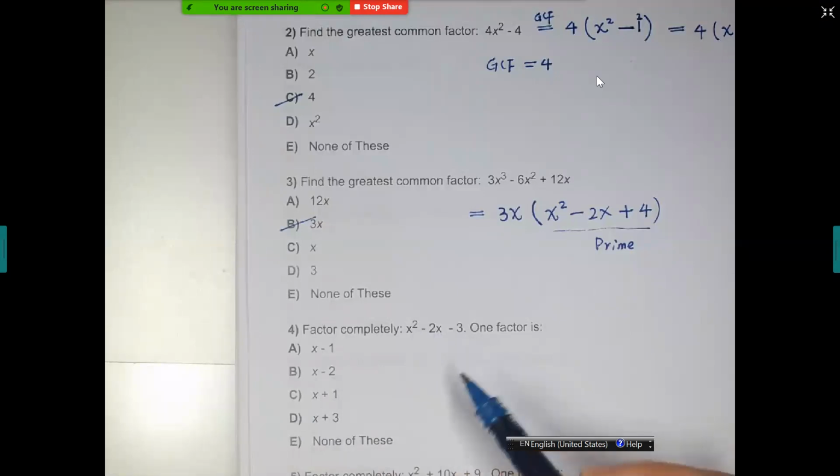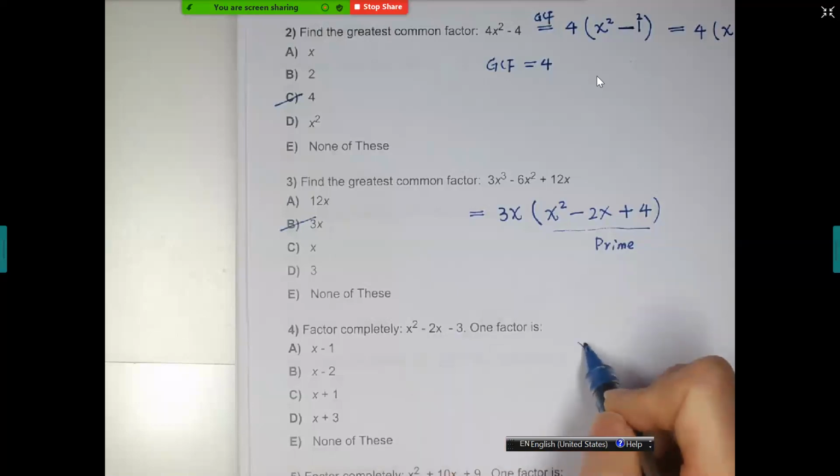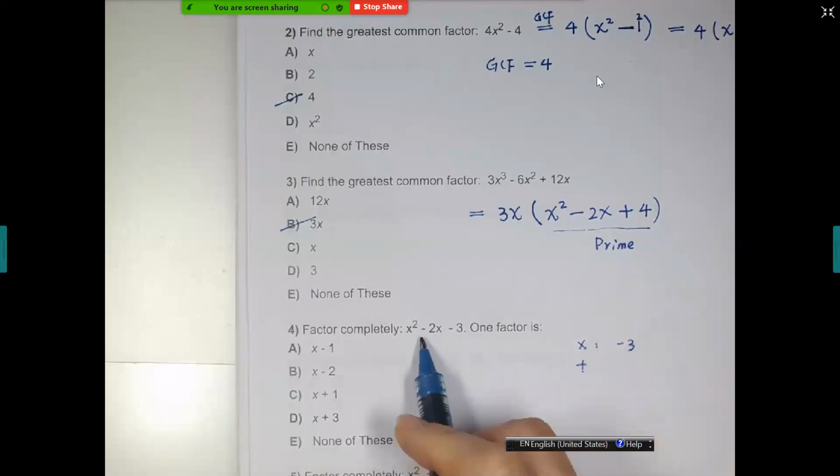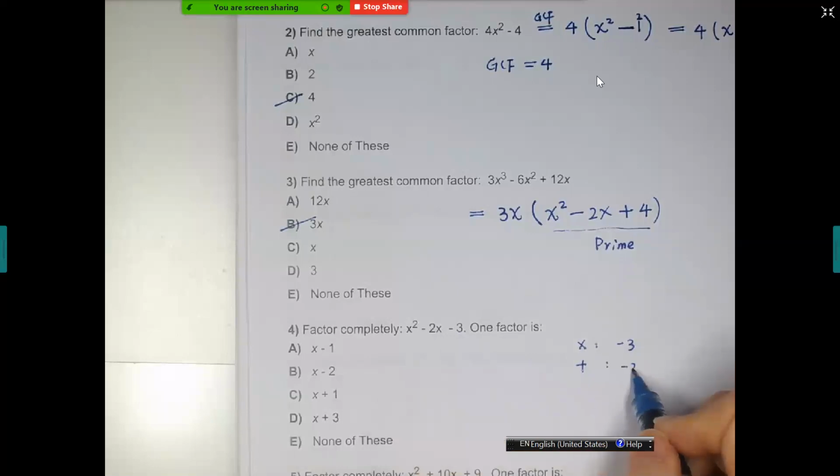So we want to look for 2 numbers. If we multiply them, the product should be -3. If you add them, the sum should be -2. So what 2 numbers are we looking for? Their product is -3, their sum is -2. So think of the number right here. You'll see, 1 times 3, that is 3. And to get negative, one of them should be negative. Then when I add those 2 numbers, the sum should be -2.